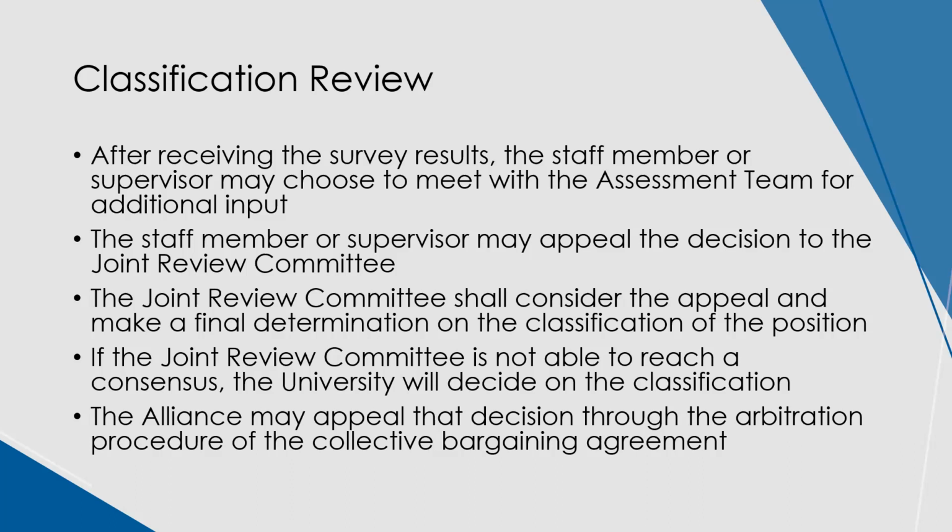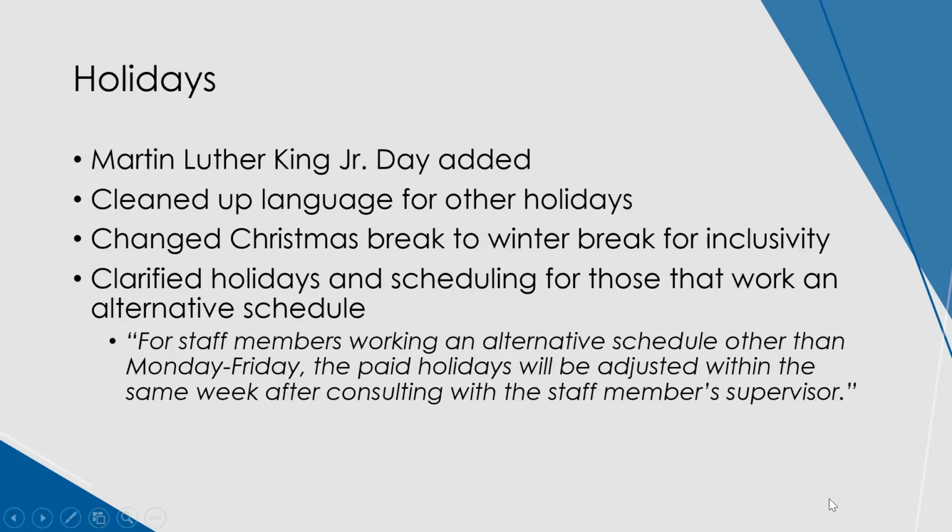If the Joint Review Committee is not able to reach a consensus, then the university will decide on the classification for the position. The Alliance can appeal the decision through arbitration, and that's outlined in our collective bargaining agreement as well.